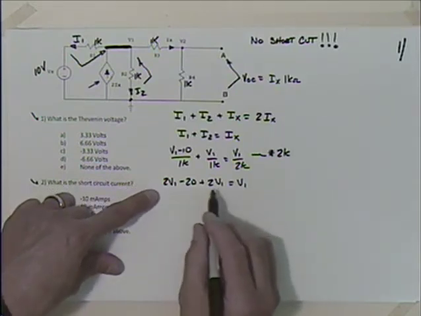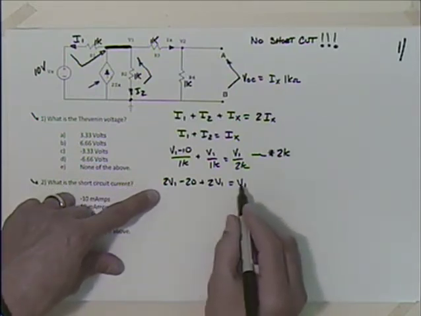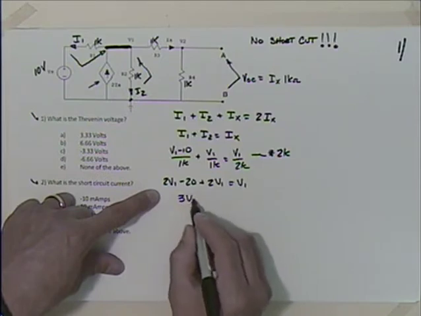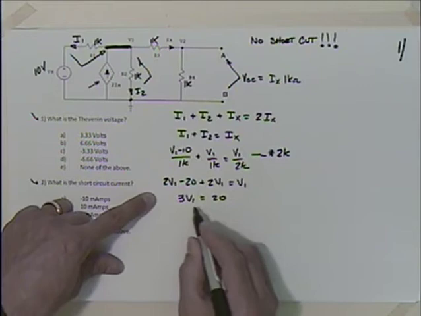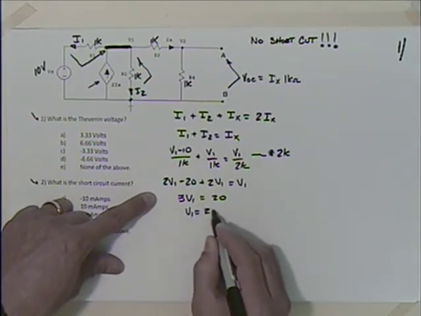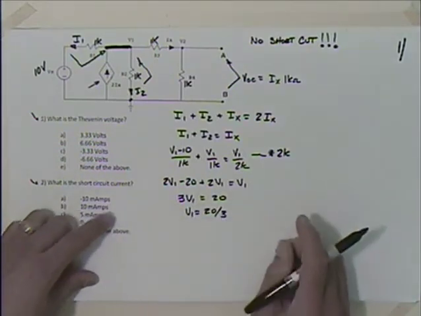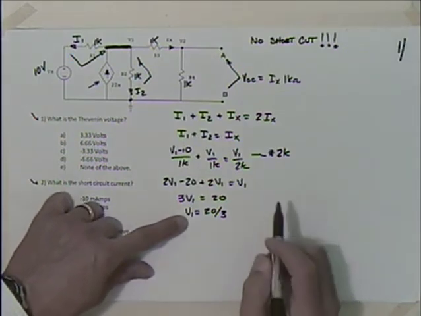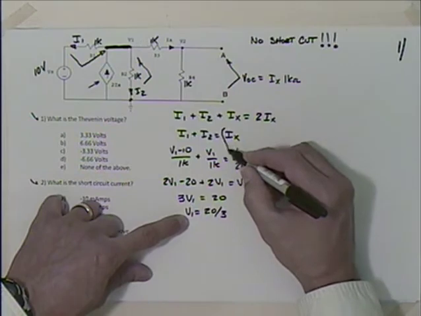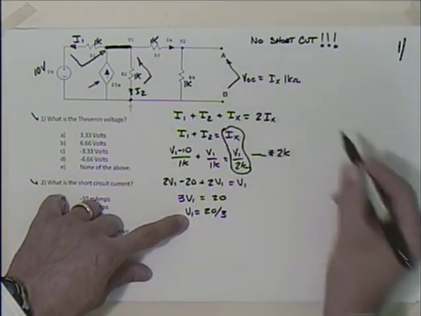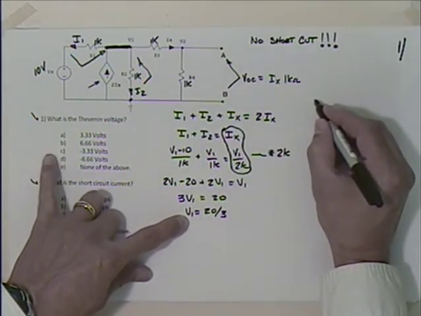So we collect up the V1s. I've got 4 less 1 is 3V1 is equal to positive 20 on that side. So V1 is equal to 20 over 3. Well, what good is that? Well, we can come up here and say that IX, didn't we say that this IX was V1 over 2K? Yeah.